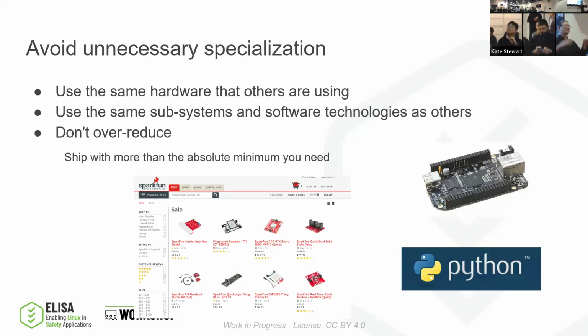Avoid unnecessary specialization. We've heard this all over the place. This is basically COTS, right? So if you use the same hardware that other people are using, a Raspberry Pi or a BeagleBone, do you even have to write a BSP for the Raspberry Pi? No, because there are millions of people who are focused on that already. Same thing with subsystems and software technologies.